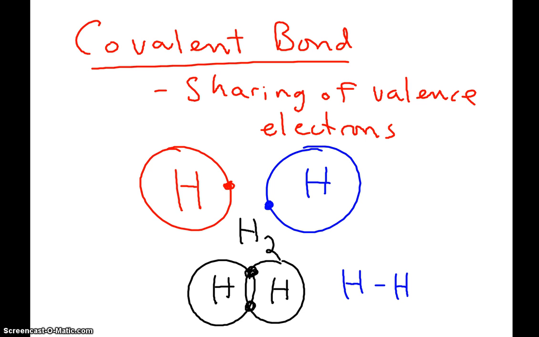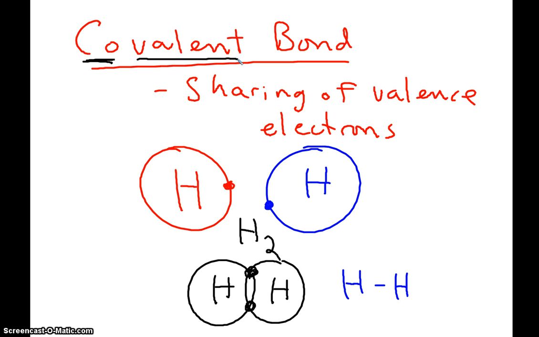So we'll start with covalent bonding, and if you look at the actual name, co means cooperation together, and valence. So literally, the valence electrons are being shared, and that's exactly what a covalent bond is. It's the sharing of the valence electrons.